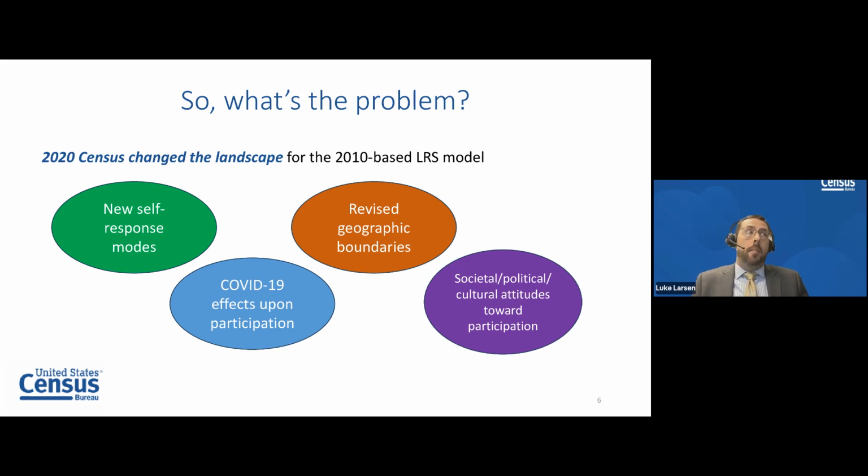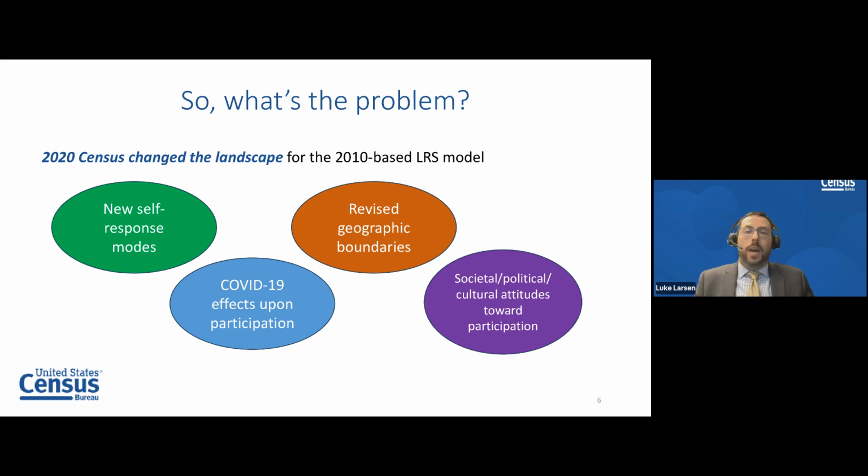But the housing units in 2020 were directed to do either paper or telephone or internet, and many housing units responded by internet mode. So the very notion of self-response has a different definition for Census 2020 than it did for Census 2010.